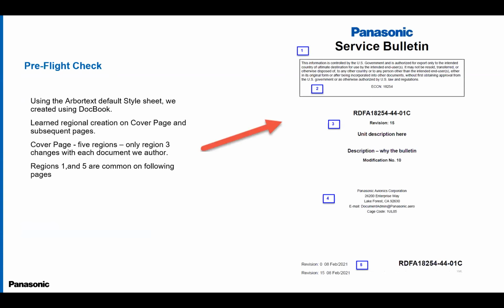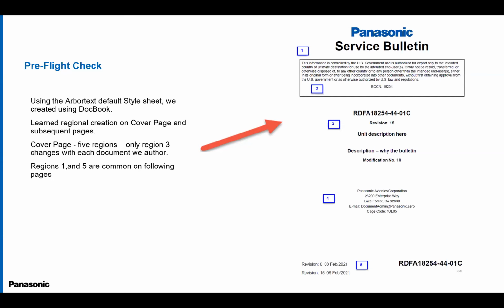Using the Arbortext default style sheet, we created our own style sheet using DocBook. Here is a sample of our front cover page of a service bulletin. We learned regional creation on the cover page and subsequent pages. The cover page here has 5 regions, only 3 regions. Only region 3 changes with each document. The others are fixed.